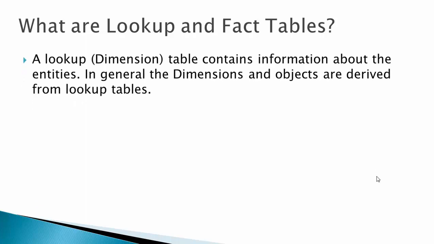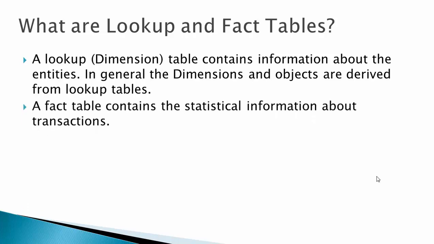A lookup, also called a dimension table, contains information about the entities. In general, the dimensions and the objects are derived from lookup tables. On the other hand, a fact table contains the statistical information about the transactions. So a fact table is always associated with the transaction, and the lookup table contains kind of reference data.